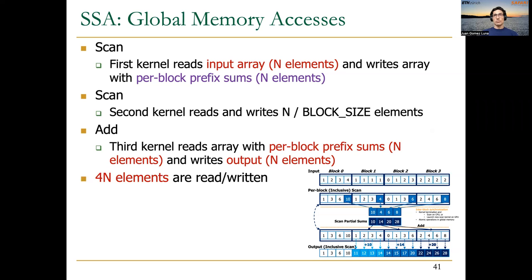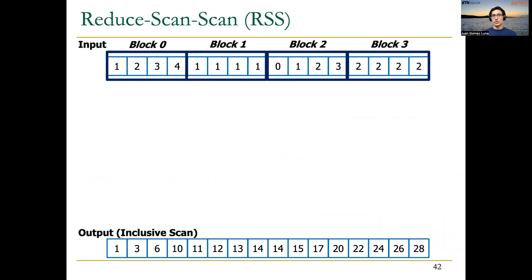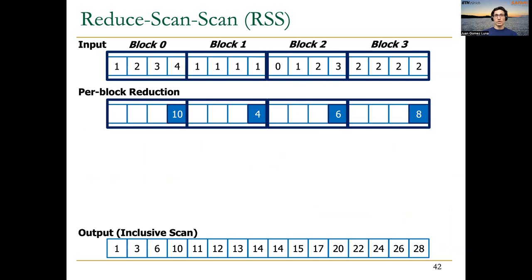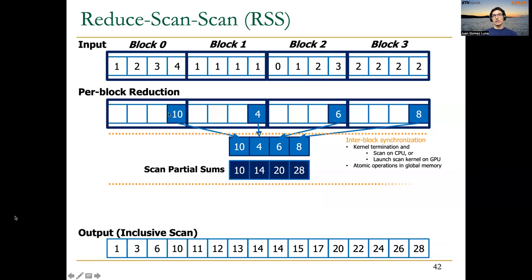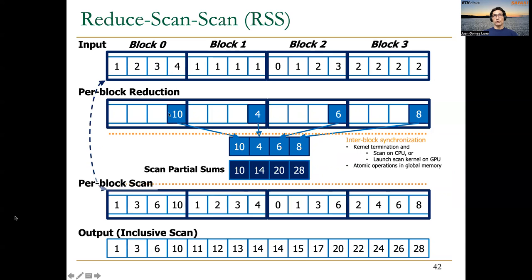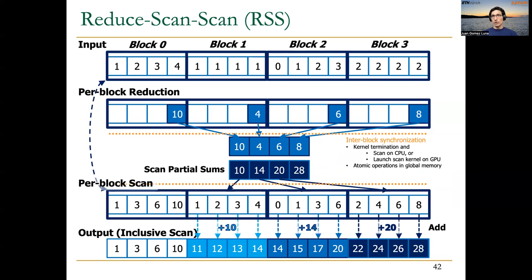One faster way of doing the same computation is called reduce-scan-scan. In this case, because what we actually need for the second step is only the final reduction result, instead of doing a per-block scan, we do a per-block reduction to calculate what would be the last element of the per-block scan, which is the actual partial reduction. We use them for the scan of partial results, and then we launch a final kernel that performs first the per-block scan operation, and then the add operation, adding the offsets to the corresponding per-block scan results.